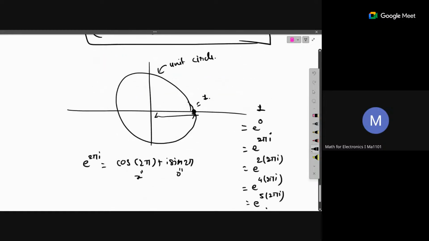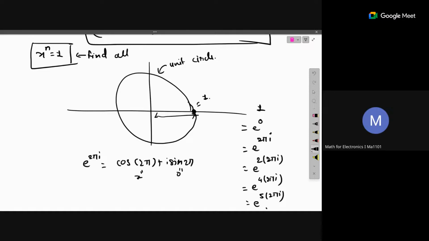Now our goal is to find the roots of unity. So what is a root of unity? It means we want to find all the values of x for which, if we compute x to the power n, it should be equal to 1. This is our goal. We want to find all those x for which x to the power n is equal to 1.